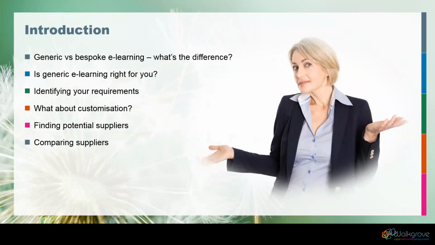So really about understanding when generic e-learning can be a really great choice, because it is situational. Sometimes generic works best and sometimes bespoke works best. So understanding when generic really works for you. Then looking at identifying your requirements to make sure that you can choose the really best course for your situation, for your learners, for your organisation. Have a little look at the different types of customisation options because there is quite a range of levels of customisation that are available for generic courses. Then we'll start looking at how to find potential suppliers, and once we've done that, just to see how you can compare them easily to make sure that you get a course that's right for you.